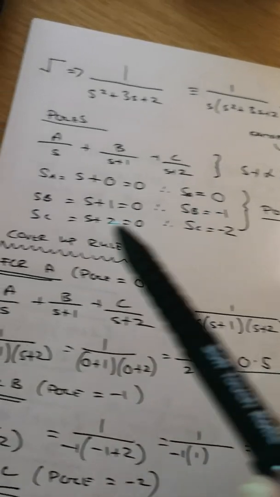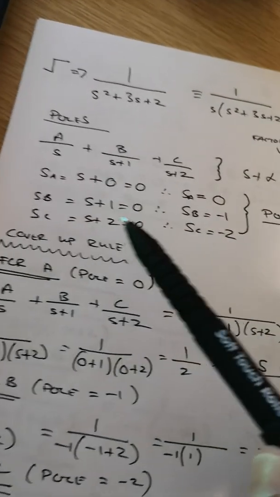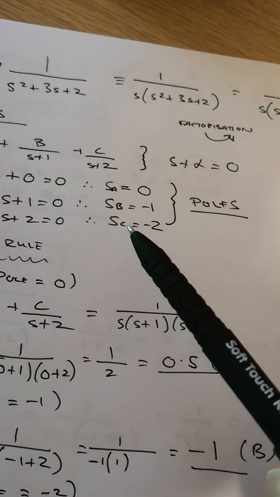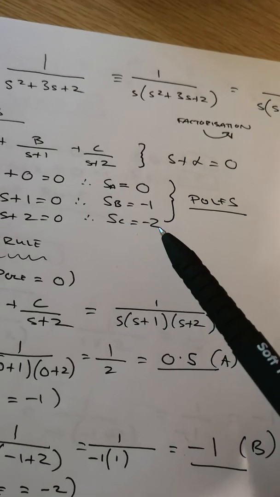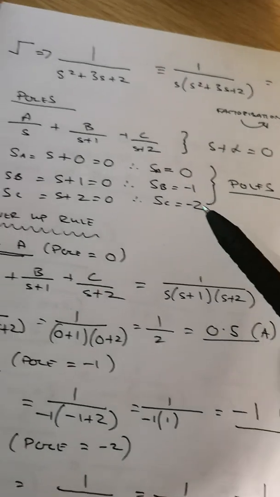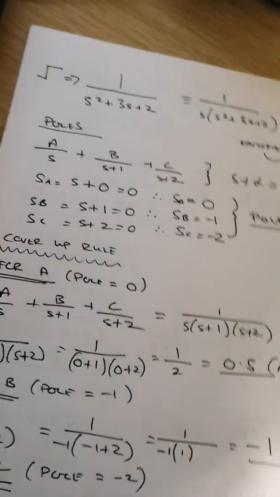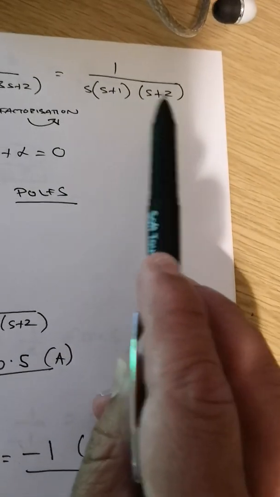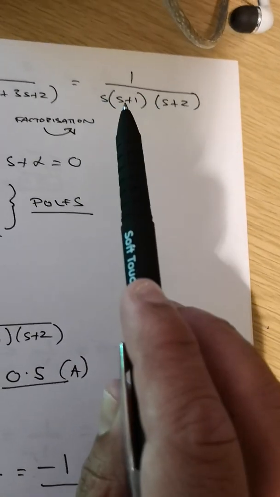And for C, s plus 2 equals 0. So therefore the pole is going to be minus 2. So you've got 0, minus 1, minus 2. These are the 3 poles for these partial fractions. And it's obvious, you can see minus 1, minus 2, and 0. You can just deduce it visually as well.